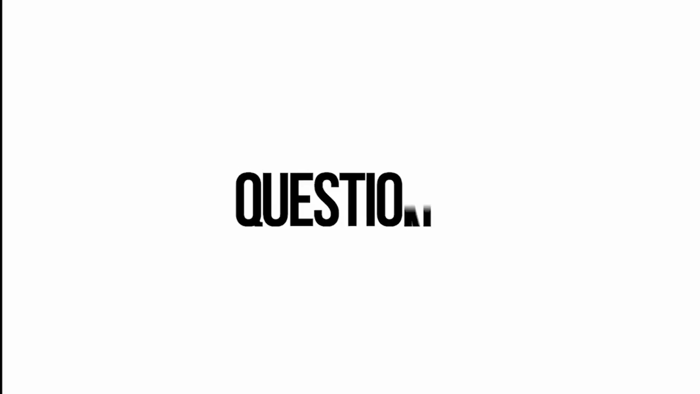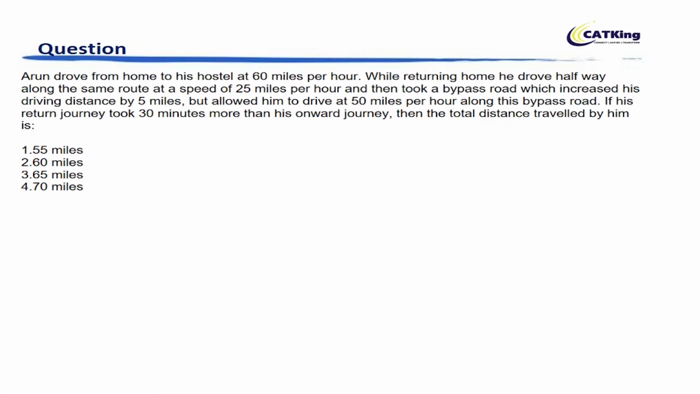Okay, let's start the question. Arun drove from home to his hostel at 60 miles per hour. While returning home, he drove half the journey at 25 and then took a bypass road which increased his driving distance by 5 miles, allowed him to drive at 50 miles per hour. If his journey took 30 minutes more than the onward journey, then the total distance traveled by him is.